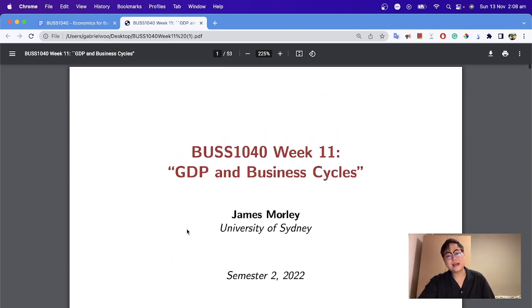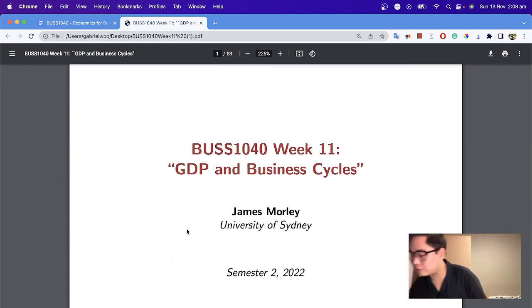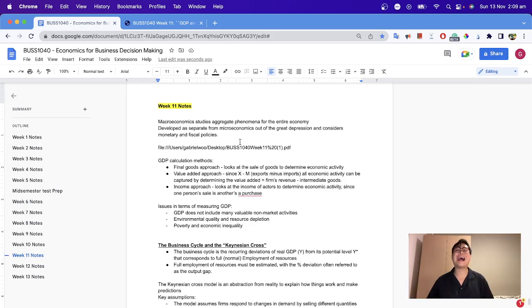So, macroeconomics. For the past 10 weeks, we've really been focusing on microeconomics. Microeconomics focuses on the individual actors, individual actors as consumers, individual actors as firms, and how firms interact with each other. However, macroeconomics focuses on the aggregate phenomenon. So not just a consumer, not just a company, but the totality, and how these actors and agents move and behave within an entire economy.